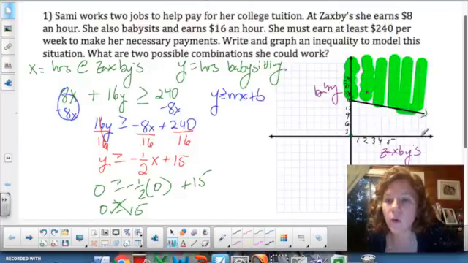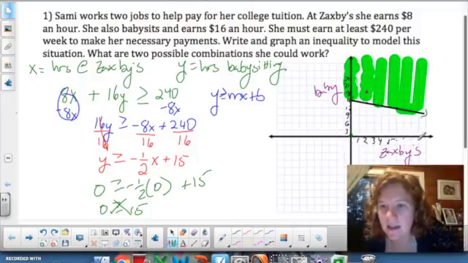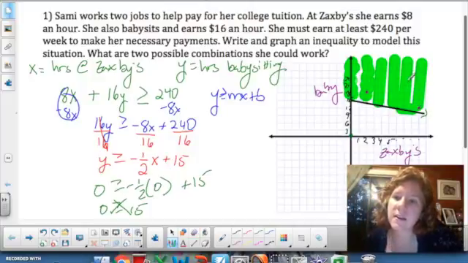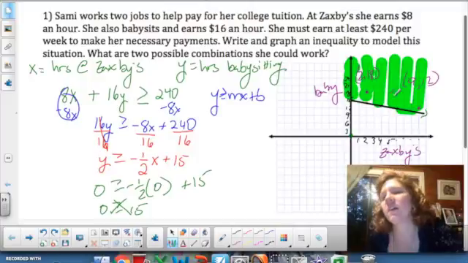If I wanted more Zaxby's hours, less babysitting hours, then I could come over here to 6, 7, 8, 9, and what's that, 12? So 9, 12 works, 2, 18 works. Anything over here is going to work. And obviously the higher I get up here, the more hours and the more money.